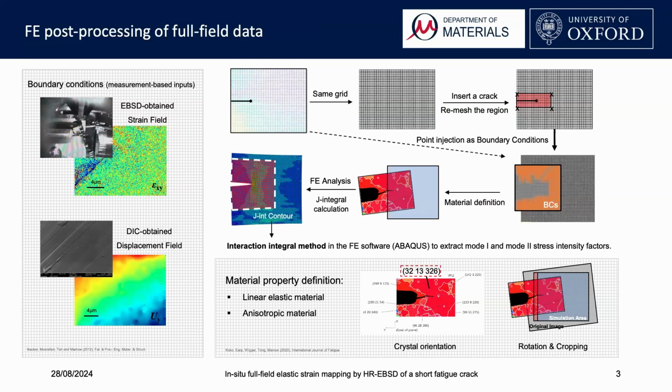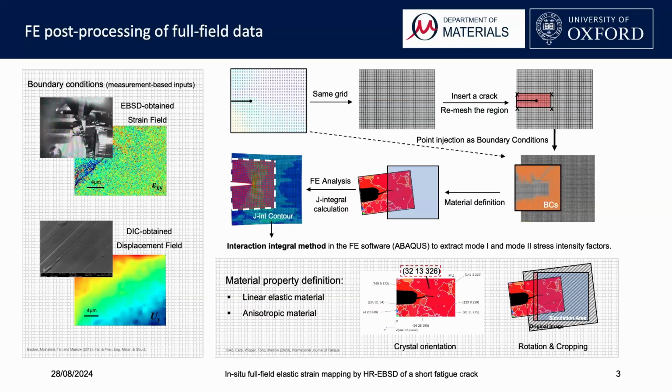We configure a finite element model based on full field data. So we create a grid that mirrors the full field data. And then we identify the crack location, and the crack is inserted in the mesh. This step is followed by remeshing or adjusting the area in the crack vicinity, and all the data points obtained by full field techniques can be injected as boundary conditions in the model.